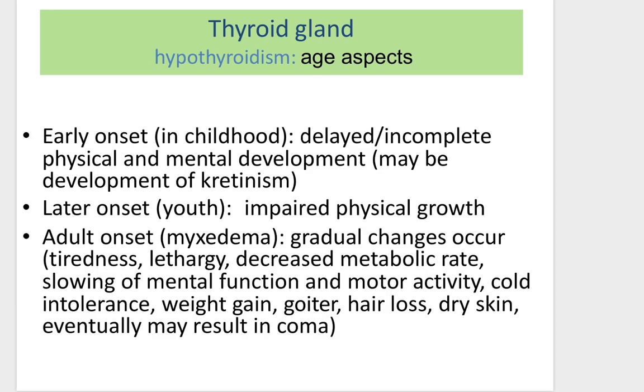Age aspects of hypothyroidism. Early onset in childhood causes delayed or incomplete physical and mental development. It may lead to the development of cretinism. Later onset in young age causes impaired physical growth. And hypothyroidism in adults, in the most severe cases, we name myxedema. Gradual changes occur: tiredness, lethargy, decreased metabolic rate, slowing of mental function and motor activity, cold intolerance, weight gain, goiter, hair loss, dry skin, and eventually it may result in coma.